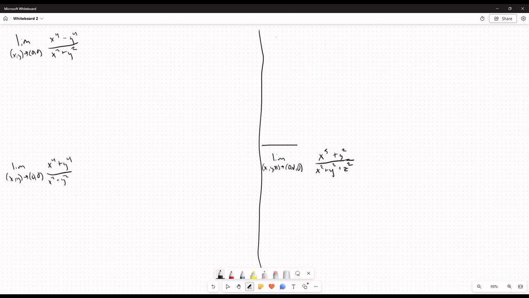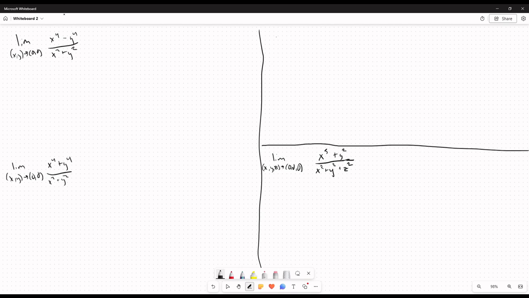So we're going to talk about three different limits in this video. One of them we can do a lot like the limits we did in Calc 1, and the other two, we're going to use some more advanced techniques. So first we have the limit as xy approaches 0, 0 of x to the fourth minus y to the fourth over x squared plus y squared.